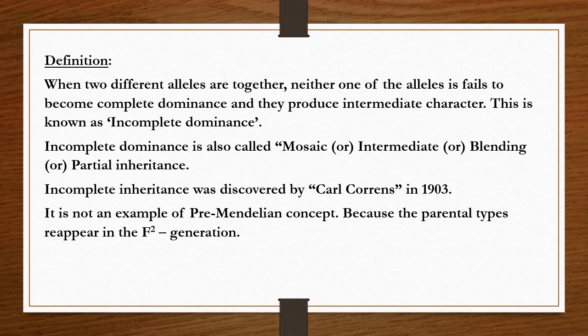It is not an example of a pre-Mendelian concept. Remember, pre-Mendelian means before Mendel, it was not discovered then. It is a post-Mendelian concept only. Pre-Mendelian means before the Mendelian period. But this concept, the example for the concept of incomplete dominance, comes after Mendel's concepts. So that's why it is not an example of a pre-Mendelian concept, because the parental types reappear in the F2 generation.